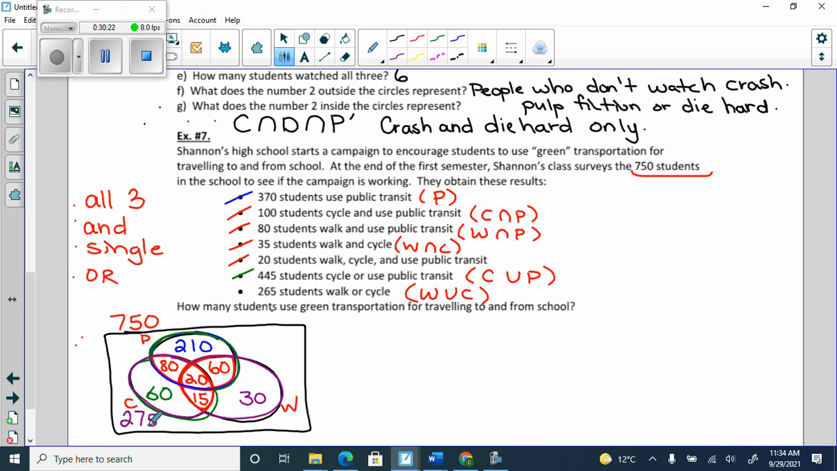So here it says, how many students use green transportation from traveling to and from school? It was 475. No, it was what the three circles added up.